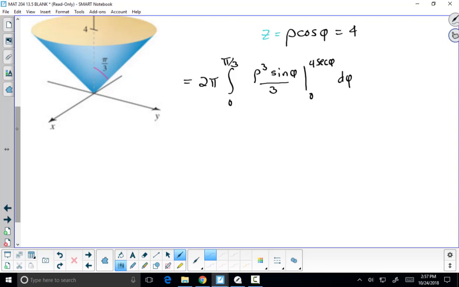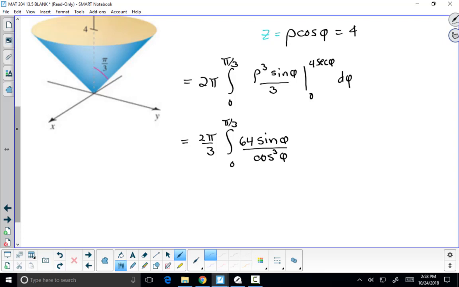All right, so let's substitute. Let's factor out our constant, and we're going to plug in 4 secant of phi into the rho cubed. So 4 times 4 times 4 is 64. And I'm going to convert those to cosines.